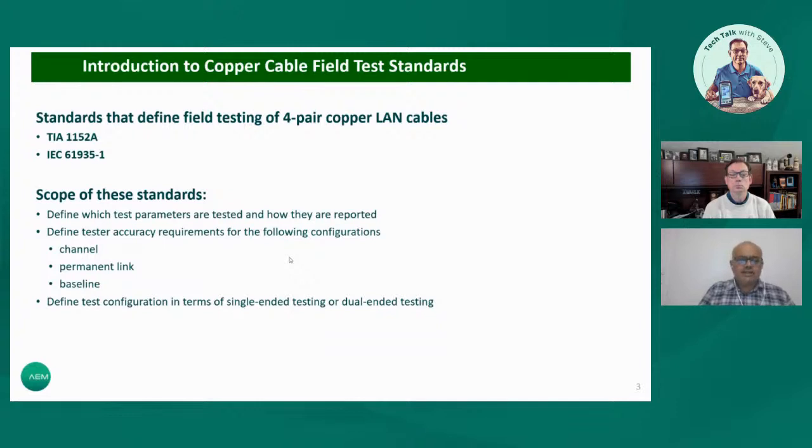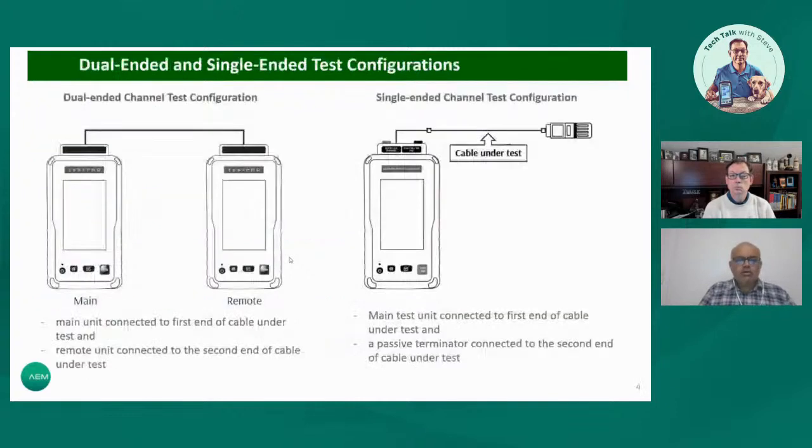So that is absolutely the core accuracy of the tester itself, and then you have channel and permanent link interfaces. In addition to these, the standards also specify test configurations in terms of single-ended or dual-ended testing. So here we will talk more about the two types of testing. On the left, you can see there is a tester that looks very similar to our test pro. It is a dual-ended certification test configuration.